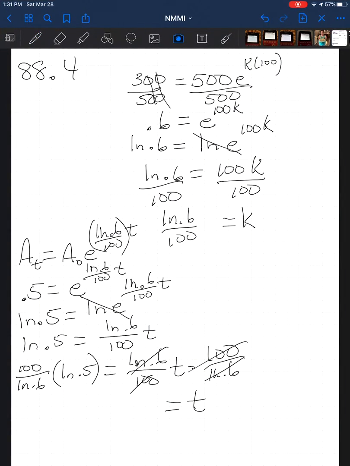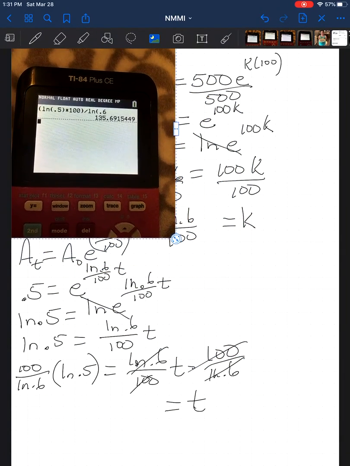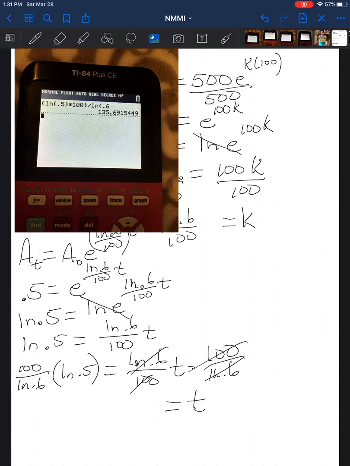All right, let me take a picture of that and put that right here. So the answer we get there is the half-life is 135.69, and that was years. So 135.69 years to get down to half of what we start with.